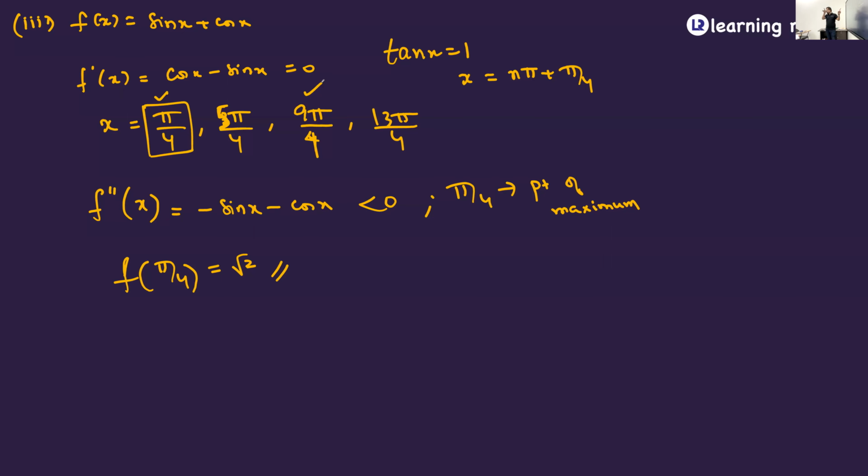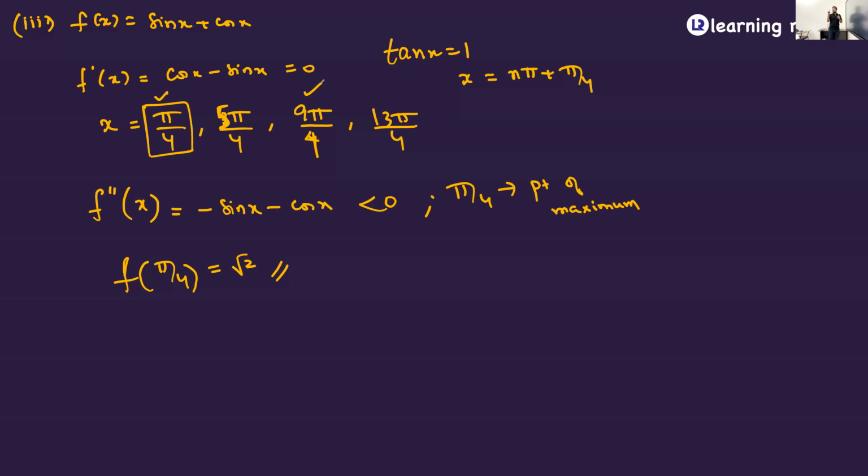Pi by 4 add 2 pi gives 9 pi by 4. Pi by 4 falls in the first quadrant, and 9 pi by 4 also falls in the first quadrant. So there is no point in checking the same point two times. Similarly, 5 pi by 4 falls in the third quadrant. And what happens to 13 pi by 4? To 5 pi by 4, add 2 pi, and again it will come back to the third quadrant. So there is no point in checking the same point twice.